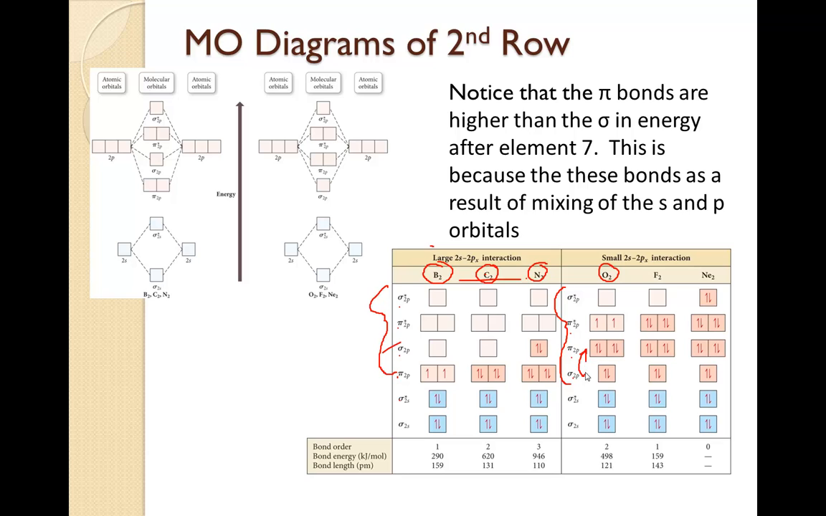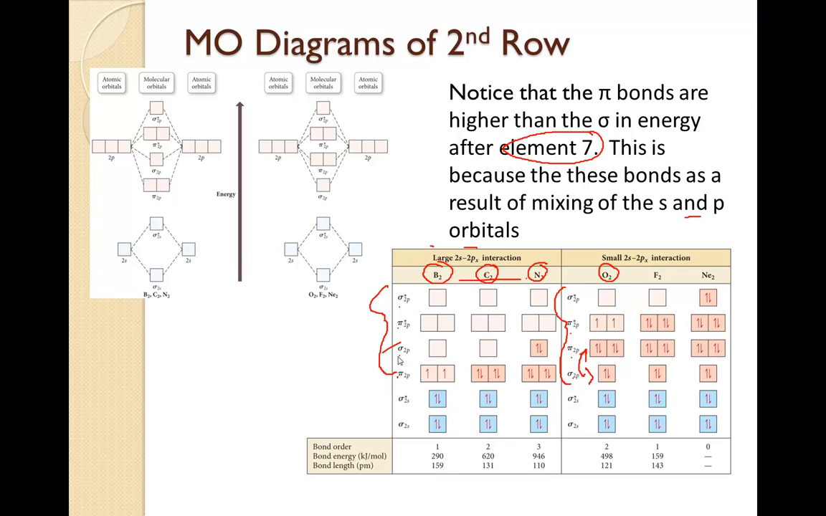And that's because of the s and p interactions within the atomic orbitals. This is called the mixing of the sp orbitals. And this happens after element 7. So after element 7, you're going to have this arrangement. But before element 7, you'll have the pi, sigma. These two will be flip-flopped.